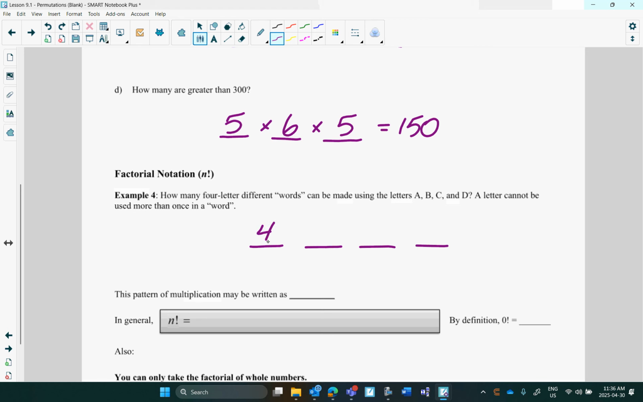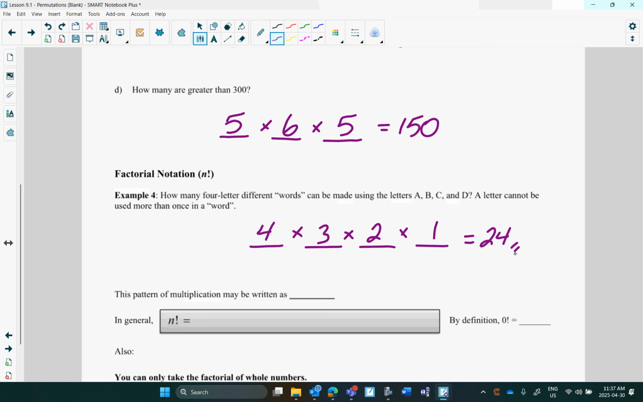Then, boom. 24 ways. How do we know how much it is if there's 5 spaces? Times 4, times 3, times 2, times 1.